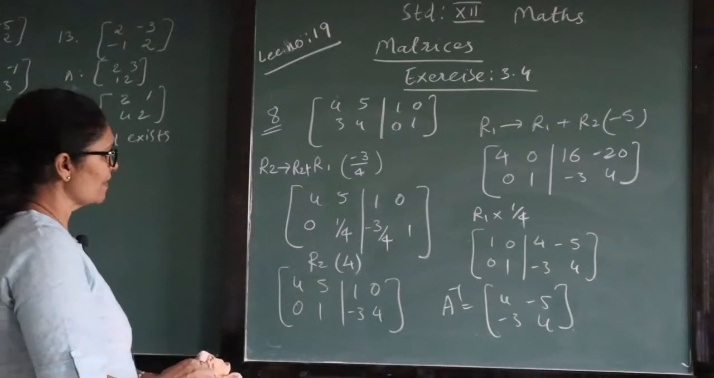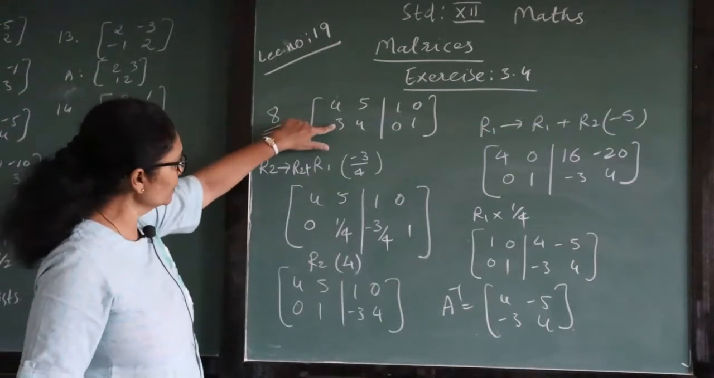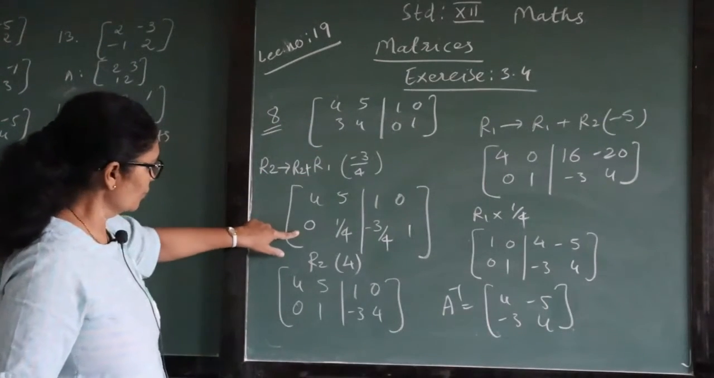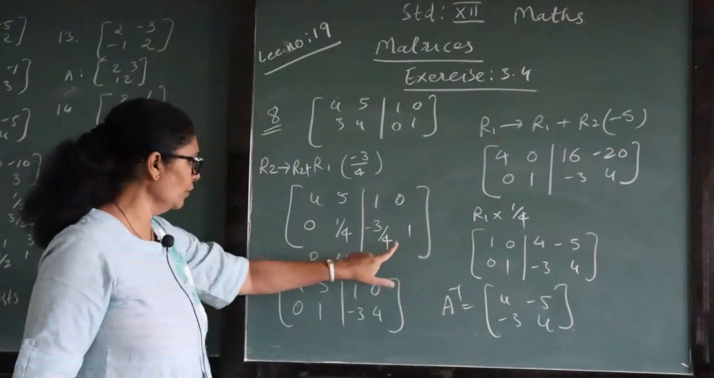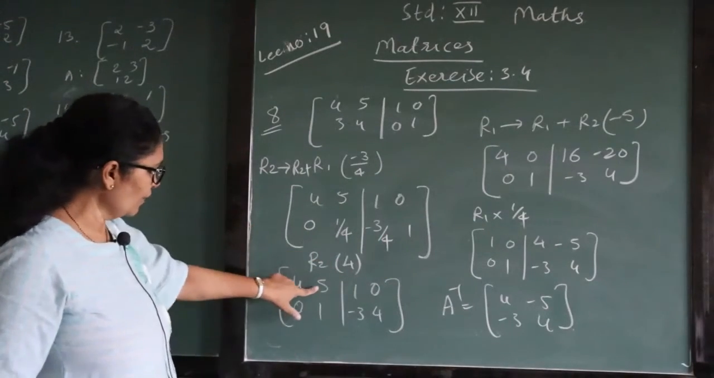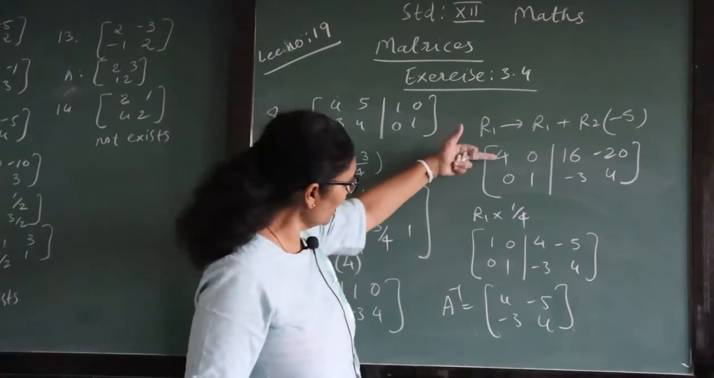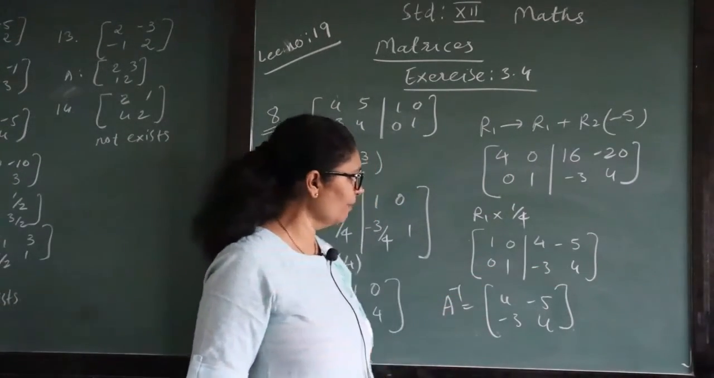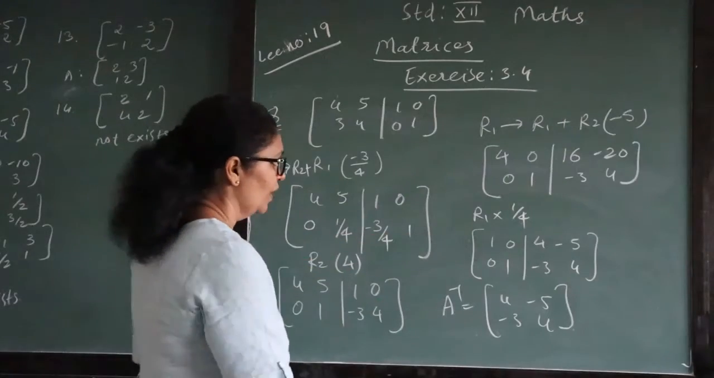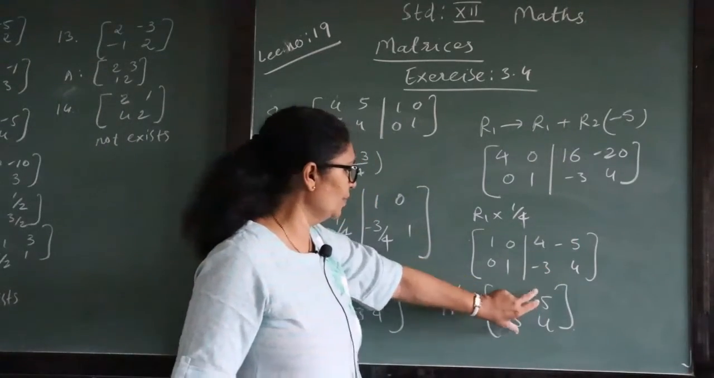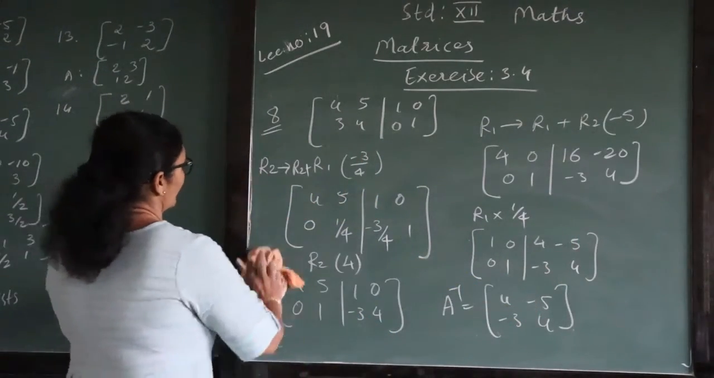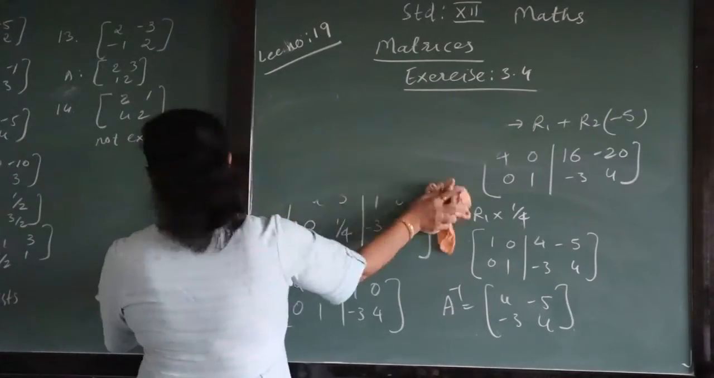Now check once this method. First we have removed these 3 and we make it 0. Then we have multiply with 4 and we make it 1. Now we have reduced this 5 and we have made it 0. And then here we have 4. So we have divided the term by 4 and we make it 1. Now here what you get, that will be your inverse of A. Now let's see next question.